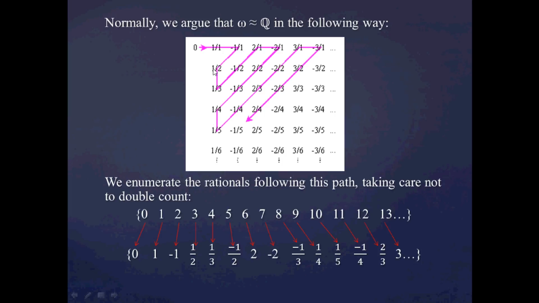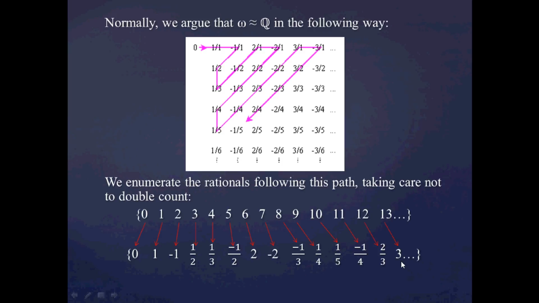Then you take this snake-like path through the table. Every time you cross a number, you write it down, taking care not to double count any numbers. For example, you wouldn't want to double count 1/2 with 2/4, because we say those are the same object. So when you do that, you start at 0, then make your way to 1, -1, 1/2, 1/3, -1/2, 2, -2, and so on. And you write down that list like so.